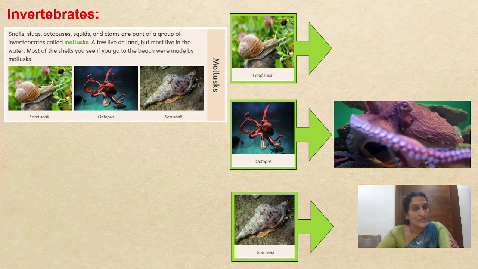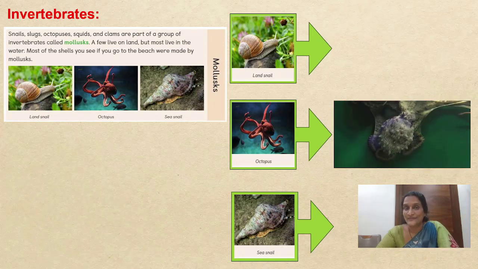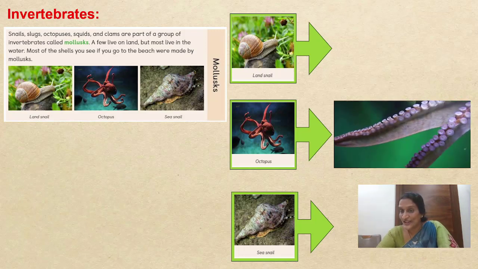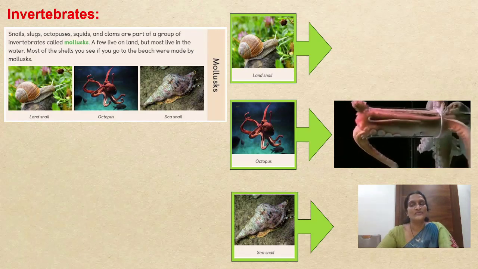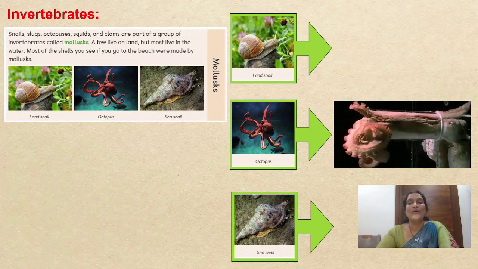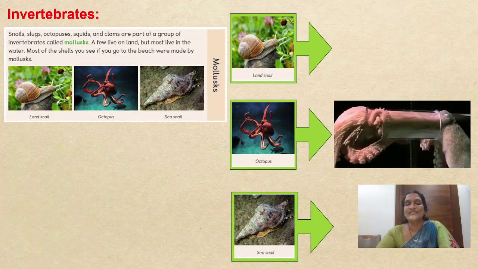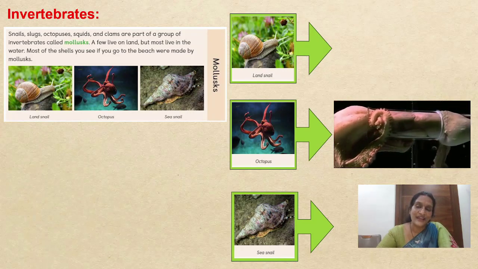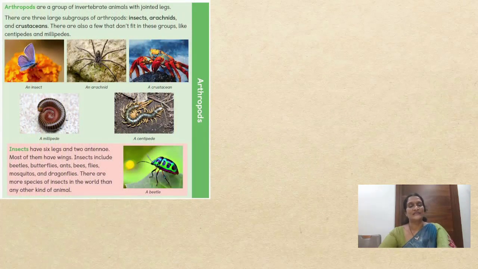First group, cnidarians: jellyfish, sponges, sea anemones. Second group, mollusks: sea snail, land snail, octopus. The third group is arthropods.